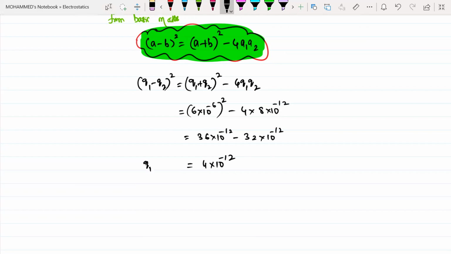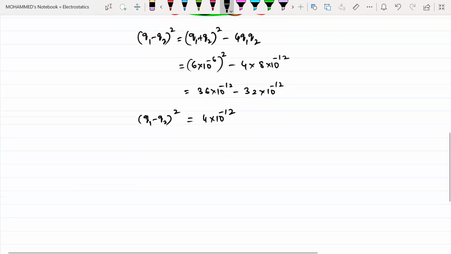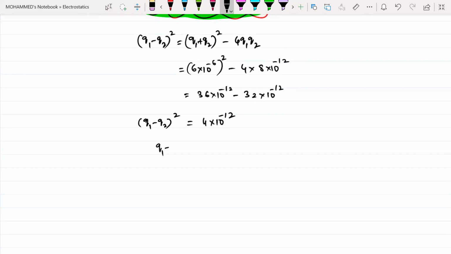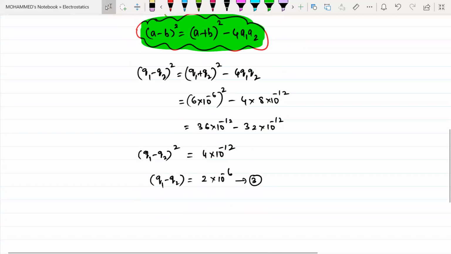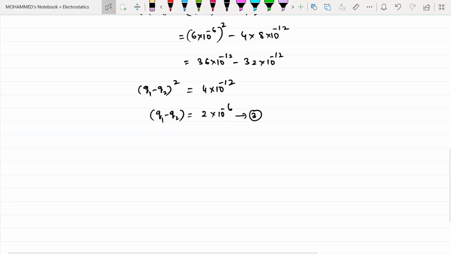That means (Q1 − Q2) whole square is this. So what will be Q1 minus Q2? Q1 minus Q2 will become for me 2 into 10 to the power of minus 6. So this one is my equation number 3. Q1 plus Q2, what I got right now, this is my equation number 2. So I know Q1 plus Q2 and Q1 minus Q2, so I can calculate Q1 and Q2 individually from equations 2 and 3.